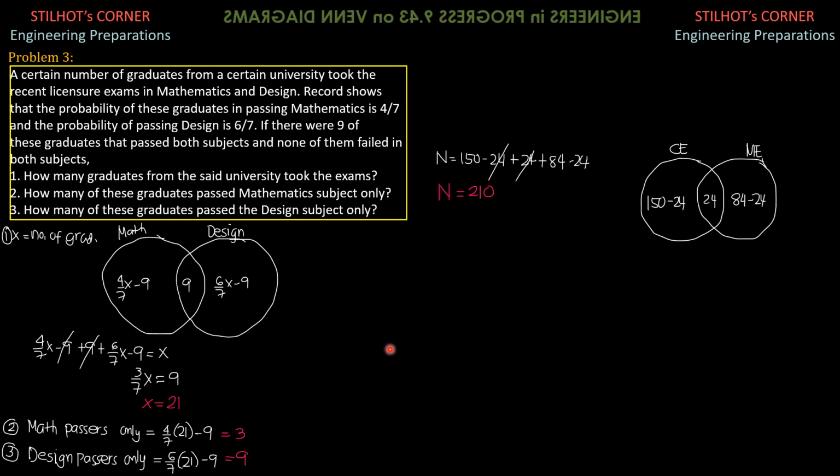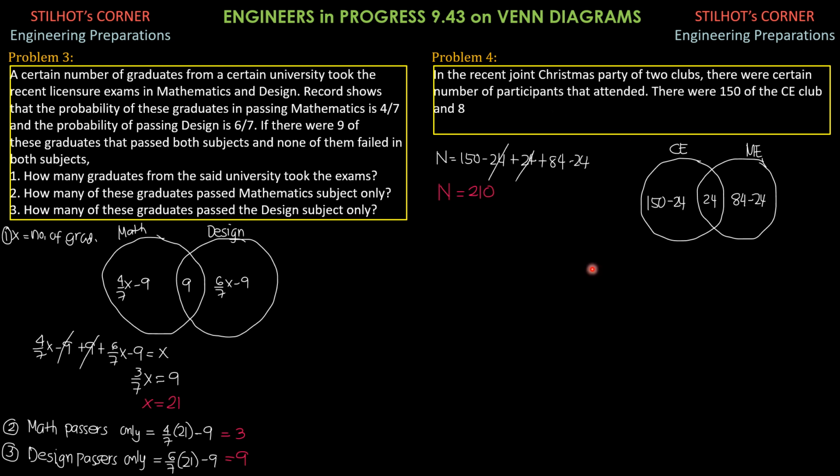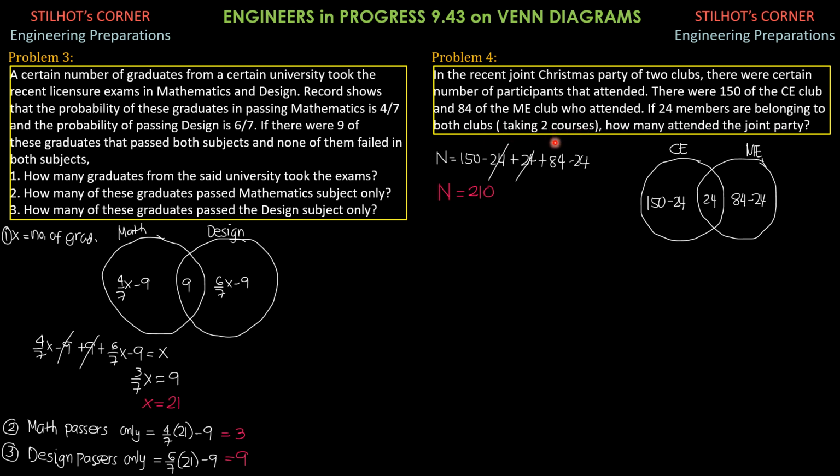Then lastly, problem 4. In the recent joint Christmas party of 2 clubs, there were a certain number of participants that attended. There were 150 of the CE club and 84 of the ME club who attended. If 24 members belong to both clubs, taking two courses, how many double majors? How many attended the joint party?